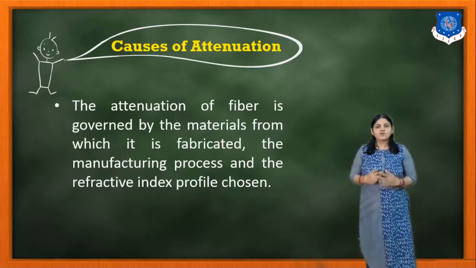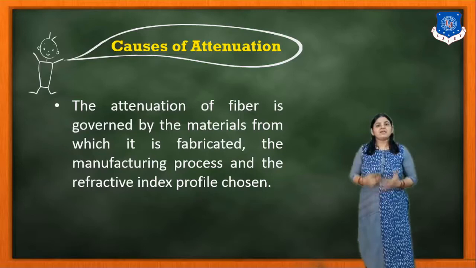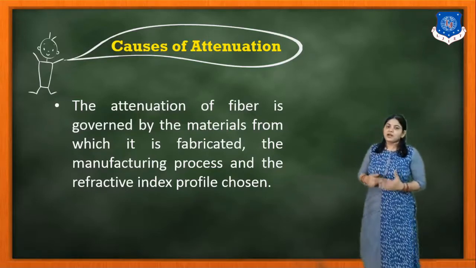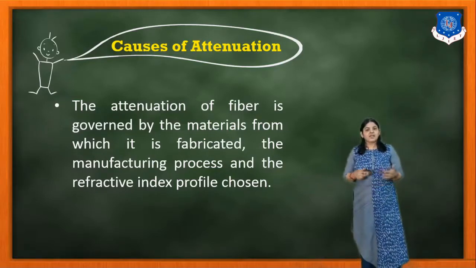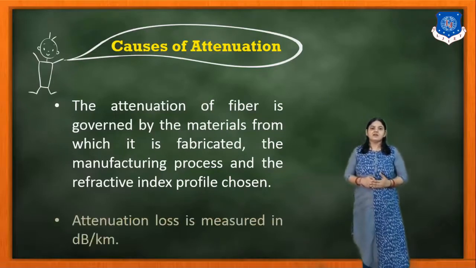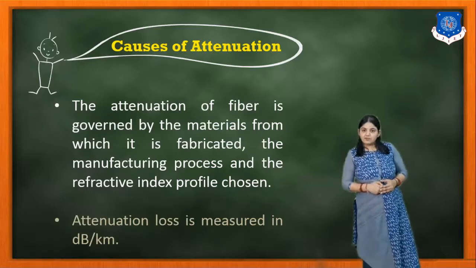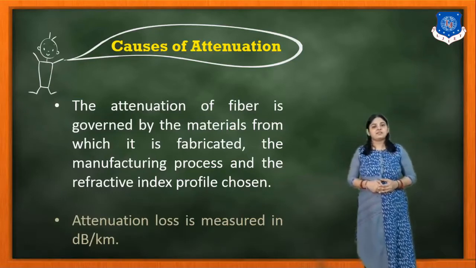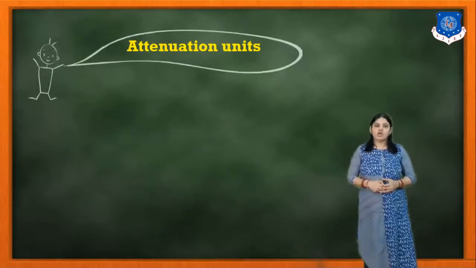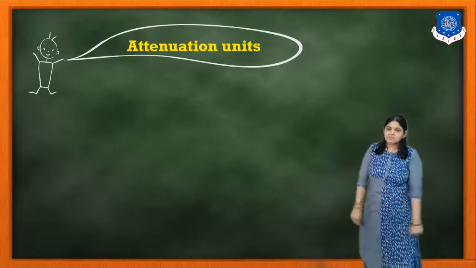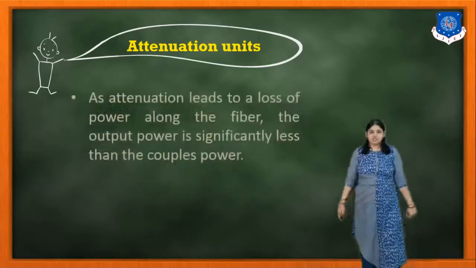So the attenuation of the fiber is governed by the materials from which it is fabricated, the manufacturing process, and the refractive index profile chosen. This attenuation is measured in dB per kilometer. Now the next topic is the attenuation unit.